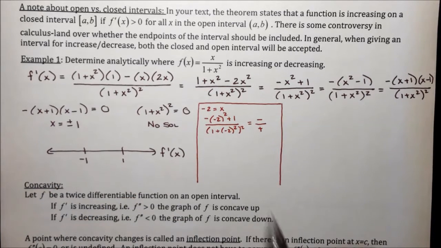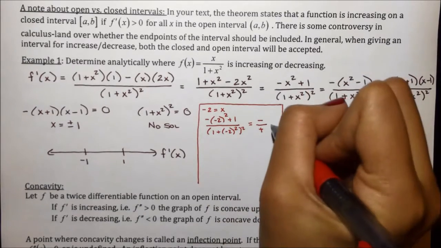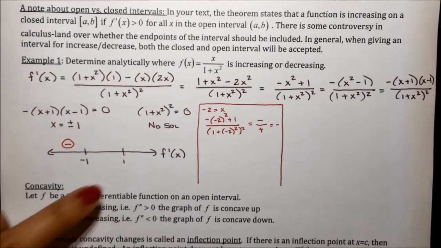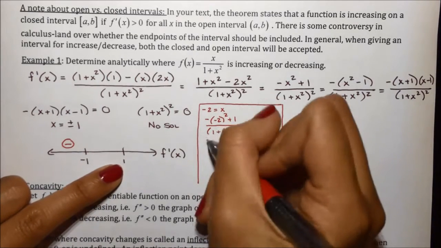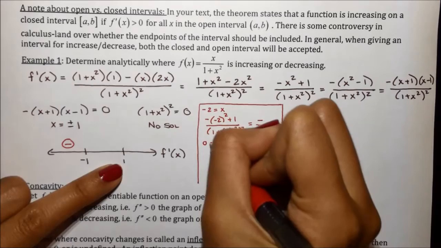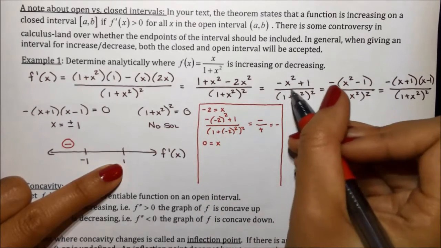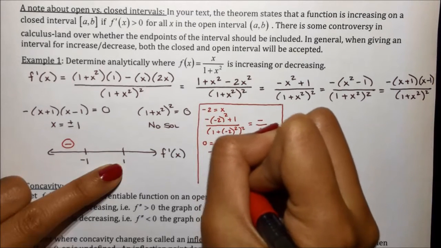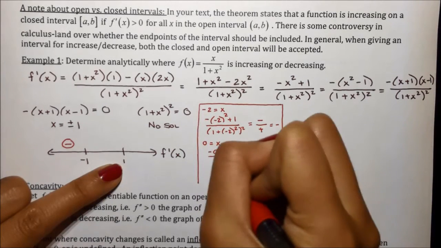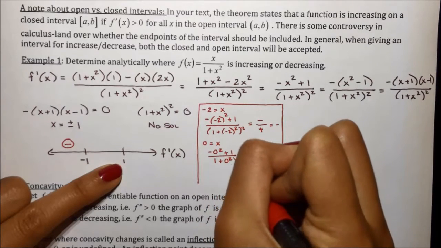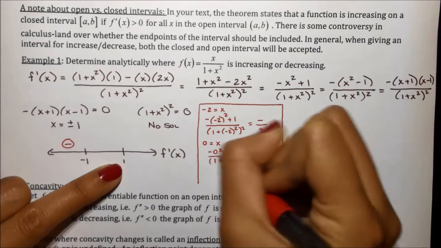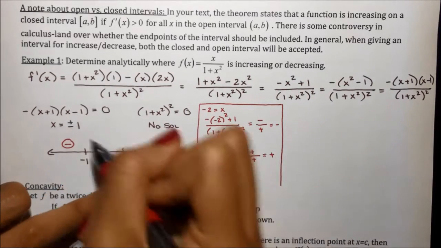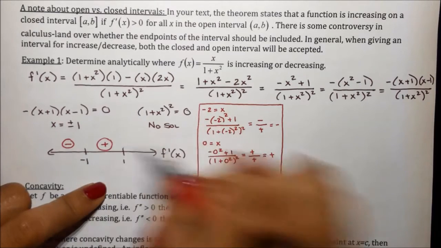So that means that a negative divided by a positive is a negative. This is going to be negative right here. Then in between 1 and -1, I'm going to choose an x value of 0. And so if I plug 0 into any one of the first derivative equations, I'm going to get a -0 squared plus 1 over 1 plus 0 squared. That's going to be a positive value over a positive value. That's positive, so it's going to be positive here.